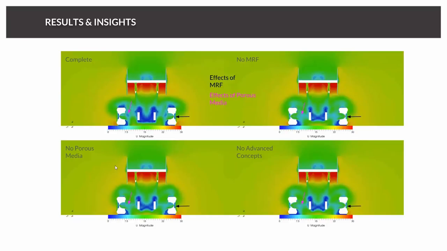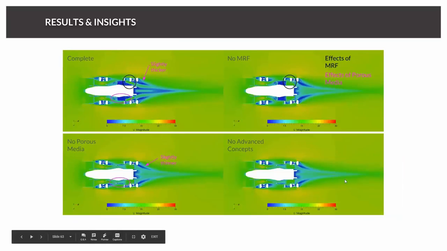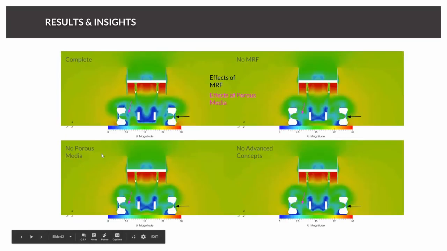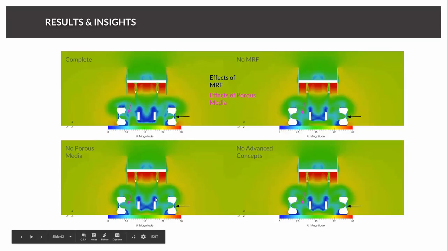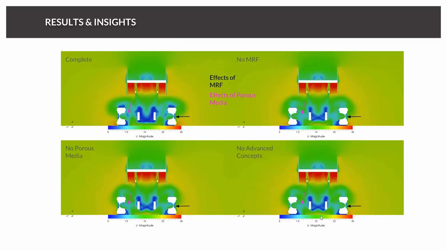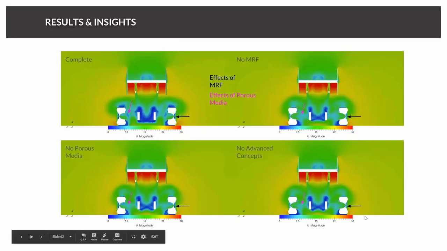If I don't have porous media, again, the structure of my wake will change. But since I have MRF, again, we have the effect of the swirl inside the rims. And if we have nothing, then you can see it's really a completely different solution field. The wakes are looking different.